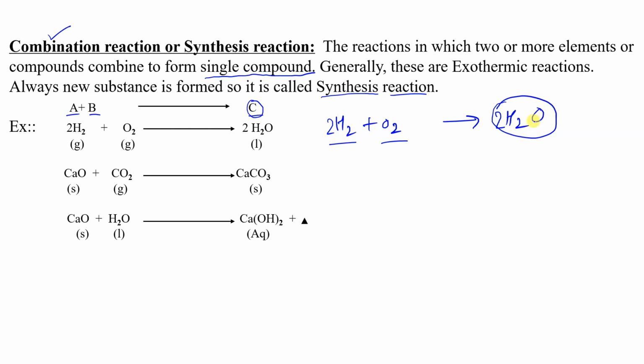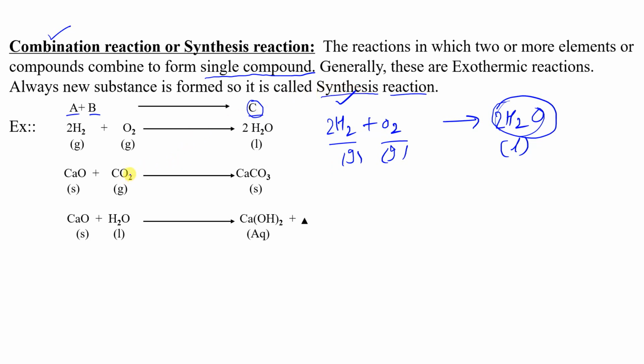In this case, if we see the reactants, they are in gaseous state and are different substances, and the product is water, which is in liquid state. A new chemical is prepared, so it is called a synthesis reaction. We are synthesizing a new chemical. That is what is called a synthesis reaction.